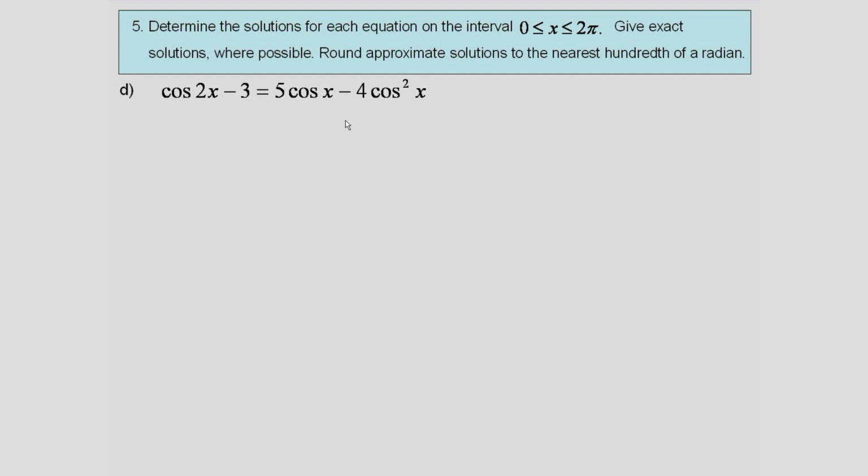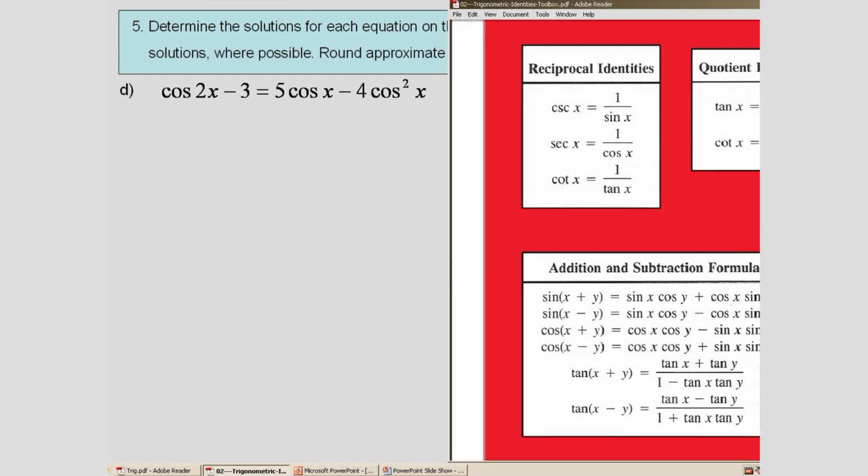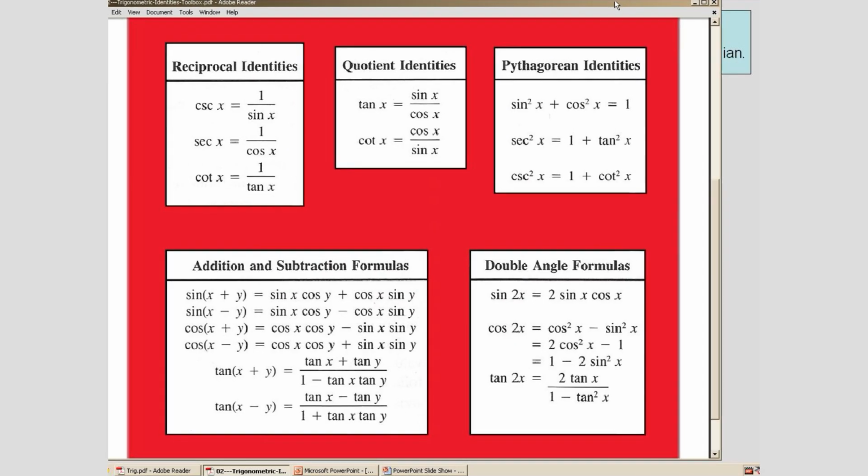The big problem is that we have different arguments. We have some cosines where the argument is just x, but we also have a cosine where the argument is 2x. This here is problematic. We need to take care of that immediately. The way we're going to do it is using a double angle formula. If we look at our trig toolbox, there we go, cos 2x, there's 3 different ways we can write this.